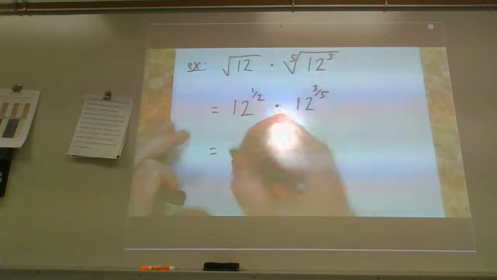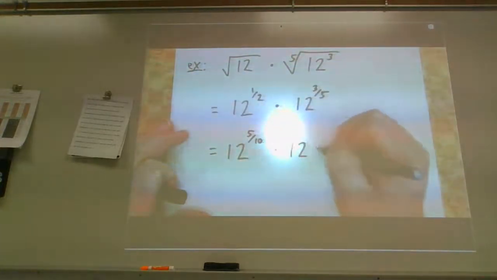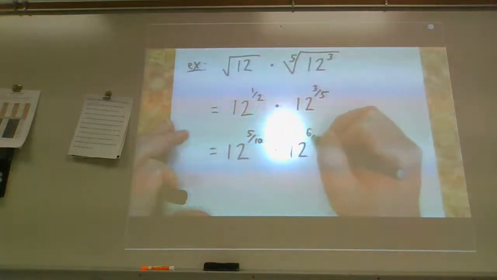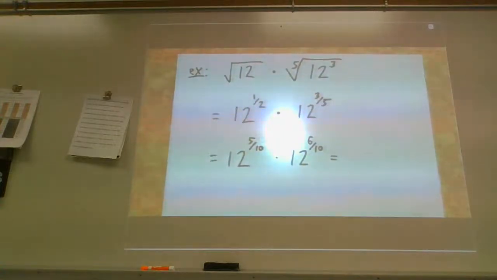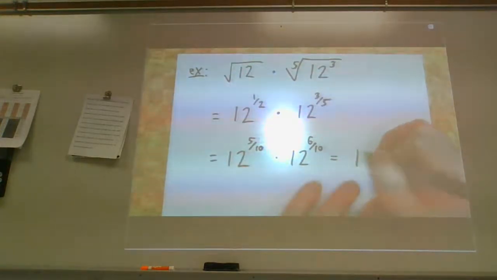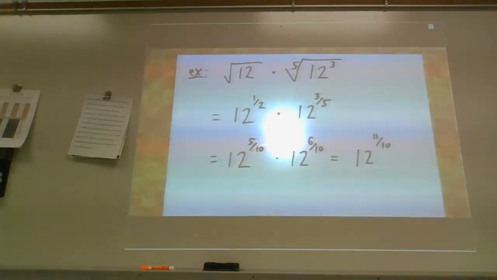So this should really be 12 to the 5/10 power times 12 to the 6/10 power. Let's move that out of the glare a tiny bit. There we go. Add those exponents together. It should give me 12 to the 11/10 power. But you're not done. What? How do you know? I'm going to convert it to radical form in a moment. And I'm going to show you how I know.